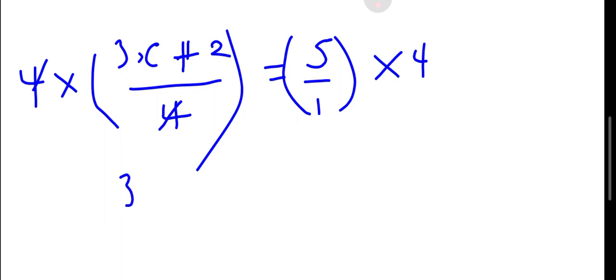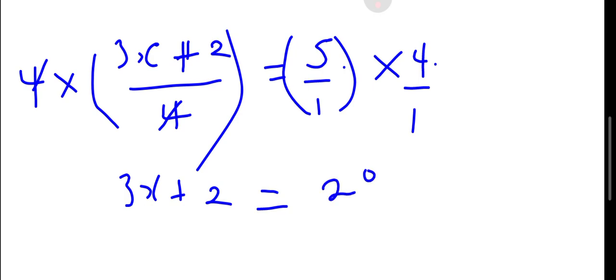So we have 3x plus 2 is equal to... here, this is over 1. Top times top, down times down. 5 times 4 is 20, and 1 times 1 is 1, so you don't need to write it. Now we have gotten to a simple equation. We have to make x stand alone, so we put 2 to the other side of the equation. We have 3x is equal to 20. When 2 crosses, it becomes negative, so minus 2. So we have 3x equal to 20 minus 2, which is 18.